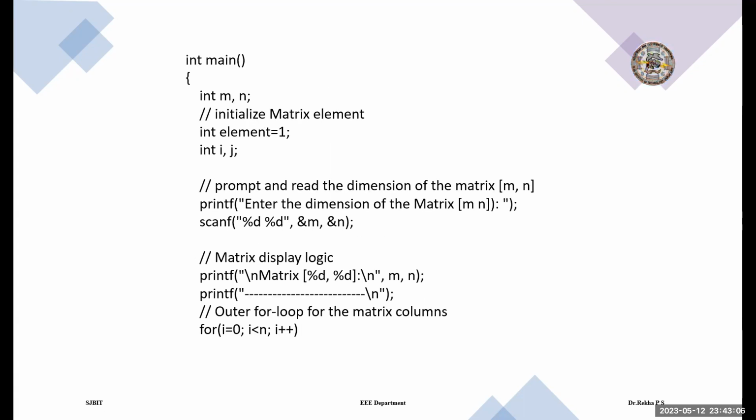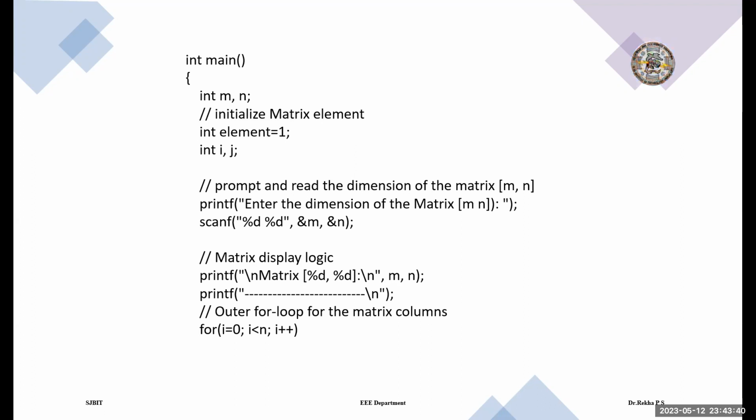So we start with the main function. The return type of the main function is integer. We are taking two variables, m and n, of type integer. First we have to initialize the matrix element. I'm calling a variable by the name element of type integer, and the value is equal to 1. And i and j are variables of type integer.